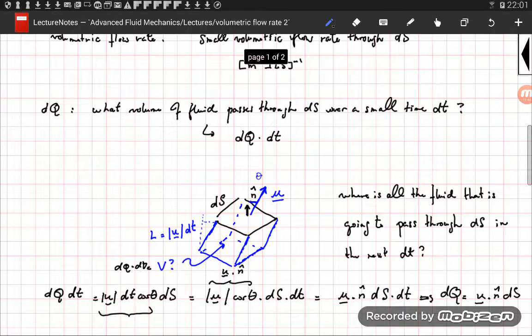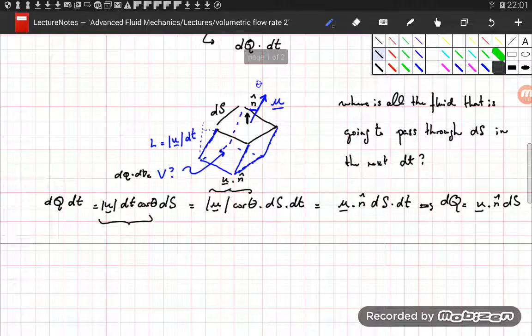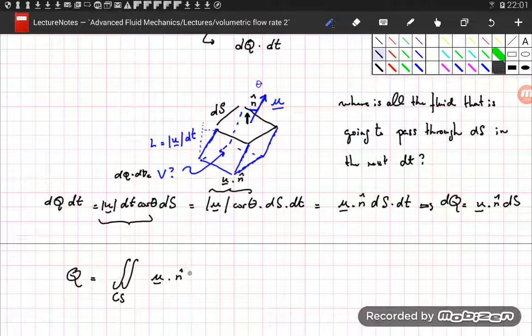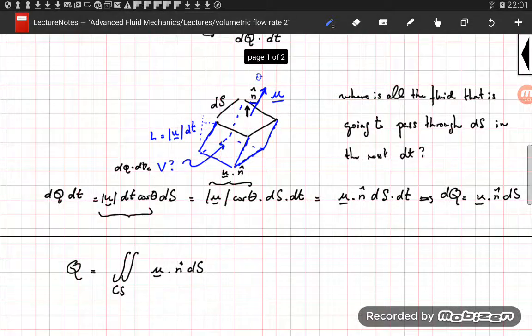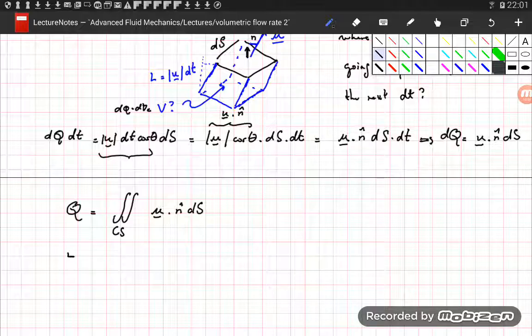So now that we have an expression for the small volumetric flow rate passing through ds, we can write the entire volumetric flow rate q through our control surface S, which is the double integral over our control surface S of u dot n ds. So this here is the volumetric flow rate through this control surface CS. So it's the volume of fluid passing through our control surface CS per unit time.